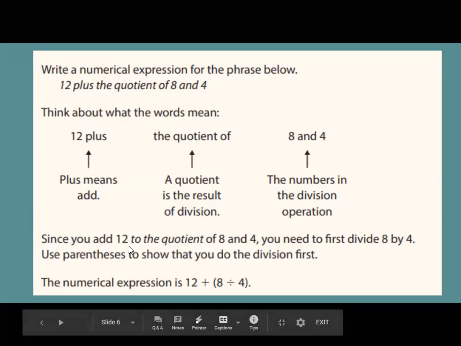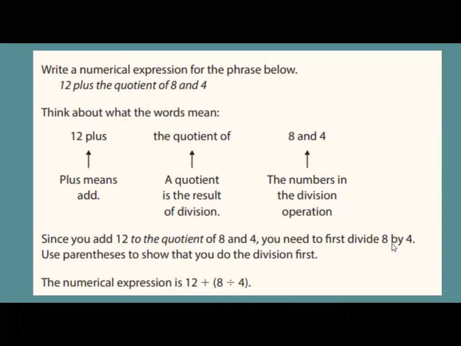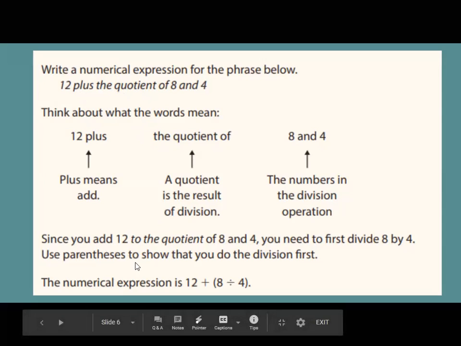So since you add 12 to the quotient of 8 and 4, you need to first divide 8 by 4. Because if we're adding the quotient, we have to be able to find that quotient first so we can add it. Use parentheses to show that you do the division first. So the numerical expression would be 12 plus, and then in parentheses we would have 8 divided by 4. That means 8 divided by 4 would happen first, and then we could add that to 12.